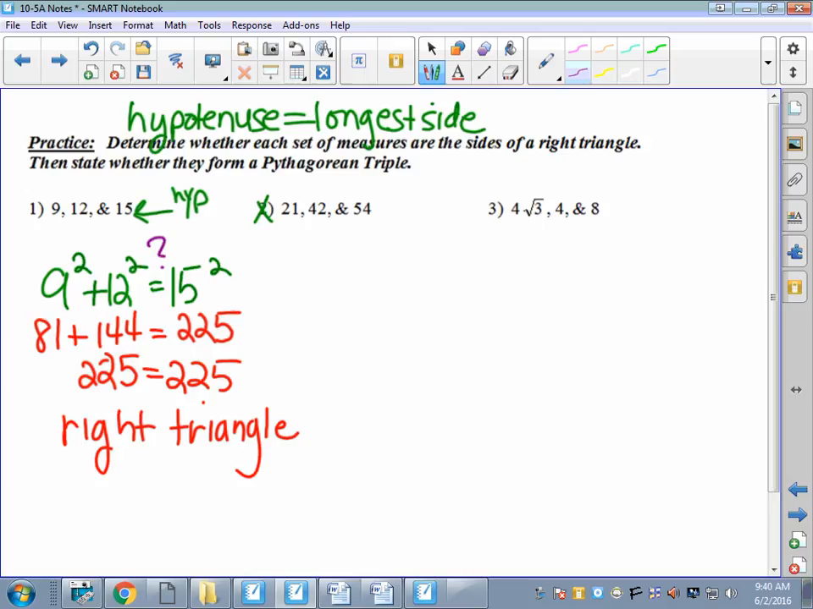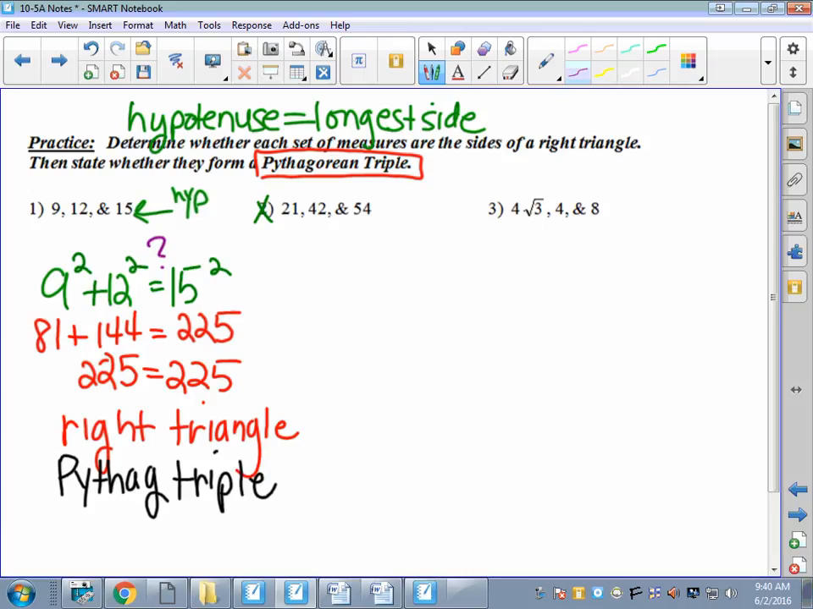The directions also ask us, state whether they form a Pythagorean triple. So to be a Pythagorean triple, they have to be whole numbers that Pythag works. So are they whole numbers? 9, 12, and 15. Does Pythag work? So this is a Pythagorean triple. Easy, right? Just do the test and then look to see if they're whole numbers.